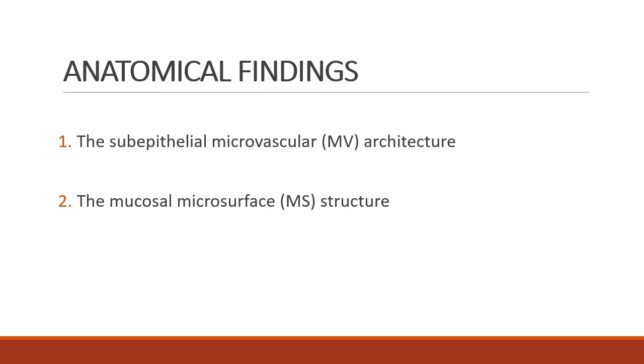When analyzing the magnified endoscopic findings, there are two distinctly different anatomical findings which we need to examine. Number 1, the subepithelial microvascular architecture, and number 2, the mucosal microsurface structure. We should analyze these findings independently. By white light alone, only the subepithelial microvascular architecture can be noted, but when we utilize image-enhanced endoscopy, both the subepithelial microvascular architecture and the mucosal microsurface structure can be visualized.